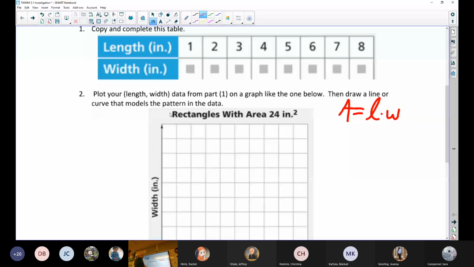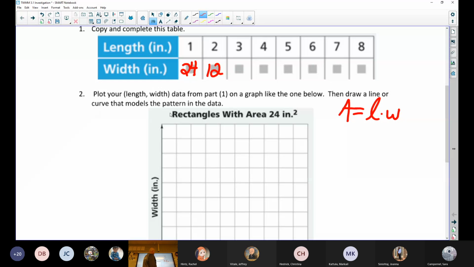Come on, we have a 2-day week here. Let's participate. If length times width equals the area, our area is 24, and I give you a length of 1 inch, what would be the width? 24, right, because 1 times 24 is 24. What if the length was 2? What would the width be? 12, because 2 times 12 is 24.